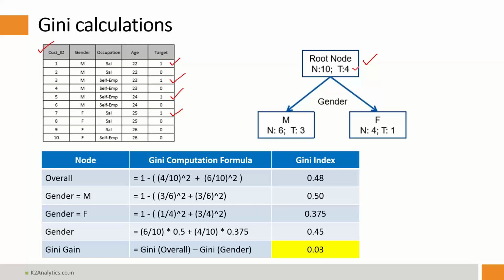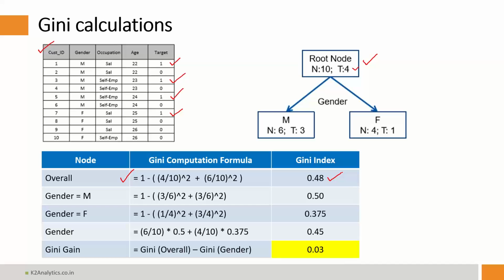So if I have to find out the Gini of the root node, the formula will be 1 minus the summation of the proportion of each class squared. My responder class proportion is 4 by 10, so I have to take the square of that, 4 by 10, the whole square. The non-responder class proportion is 6 by 10. I have to take the square. Summation of 4 by 10, the whole square, plus 6 by 10, the whole square. Subtract it from 1. I get Gini 0.48. So Gini of my root node is 0.48.